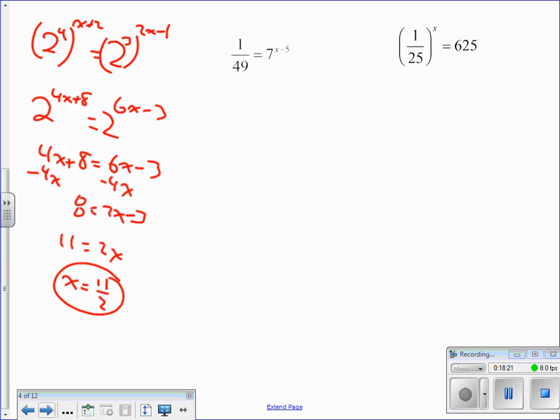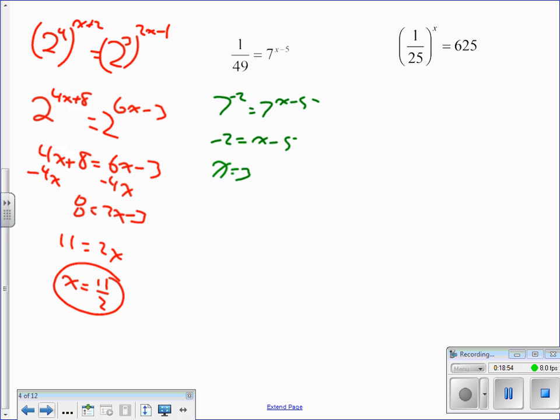So the next one. 1 over 49 equals 7 to the x minus 5. Can I write 49 as 7 to some power? Yeah. 49 is 7 squared. 1 over 49 is 7 to the negative 2. 7 to the negative 2 equals 7 to the x minus 5. Negative 2 equals x minus 5. Add 5 to both sides. x equals 3.